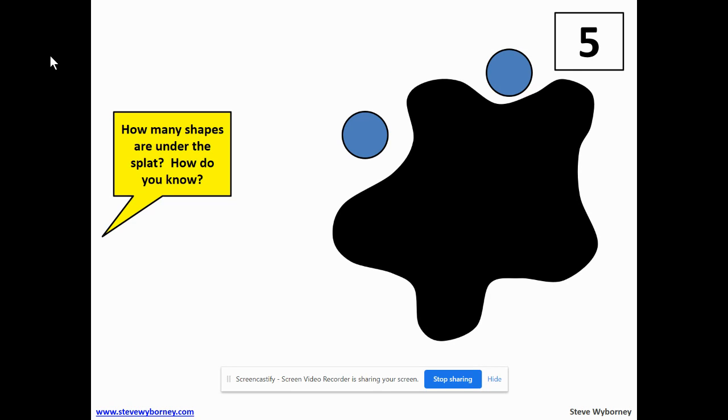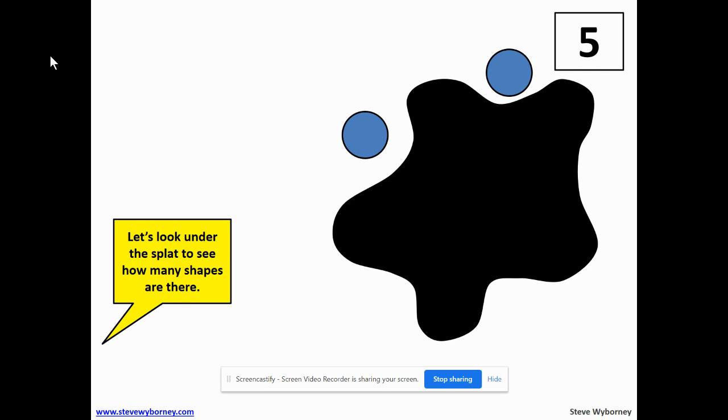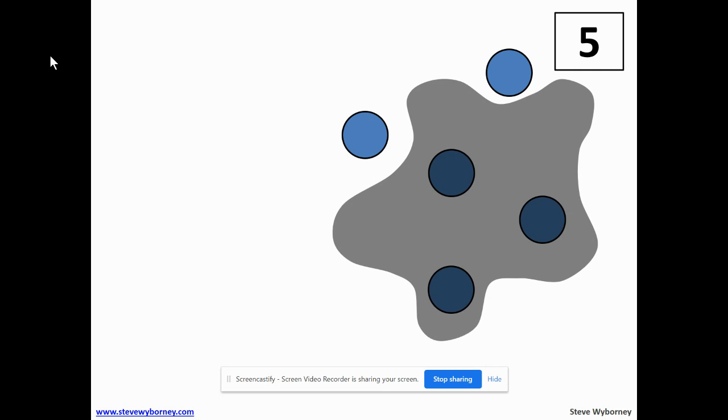But this is the really cool part. Watch this. How many shapes are under the splat? How do you know? So then you pose that question, and that's where the deeper level thinking is going. It's like, how do you know how many are in there? So they have to do some real inductive reasoning. And then how else could you know? So they're talking, they're figuring it out. And then let's look under the splat to see how many shapes are there. Boom, 3. Isn't that pretty cool?